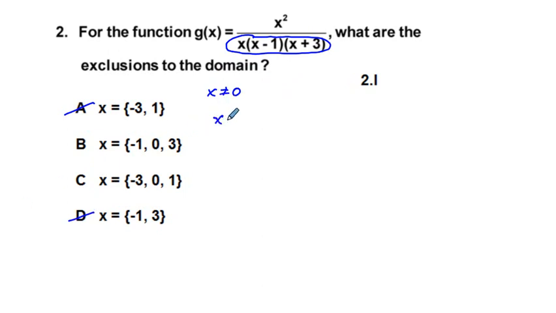So next we have x minus 1 cannot equal 0, so therefore x cannot equal 1, and so that's going to answer choice C. And the last one here, x plus 3 cannot equal 0, so therefore x cannot equal negative 3.